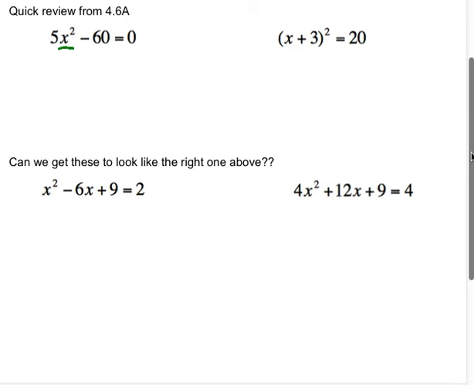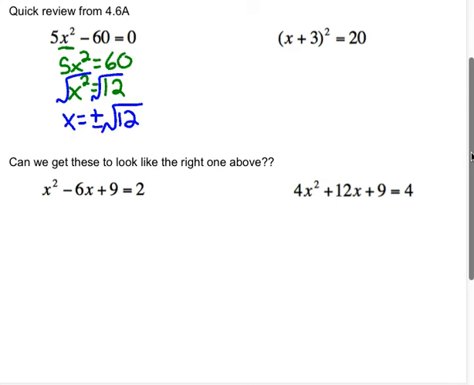So here I want to get the x squared term completely by itself. Okay, so I'm going to add the 60 over, divide by 5, and now that it's alone, this gives me the ability to square root both sides. So I get x equals plus or minus.